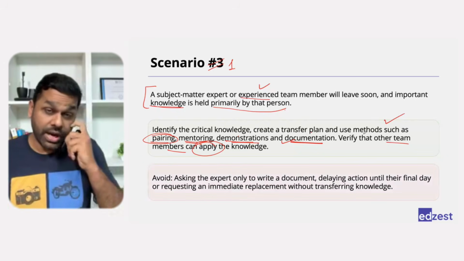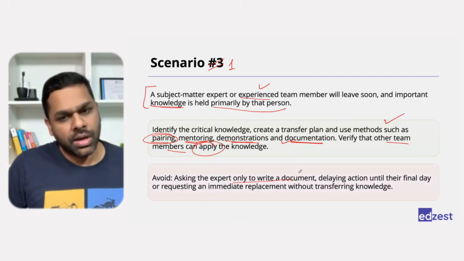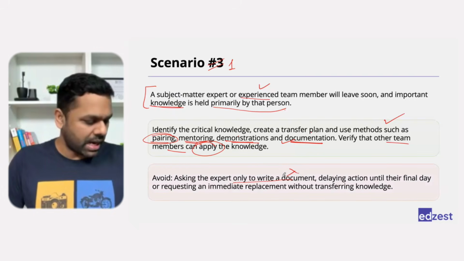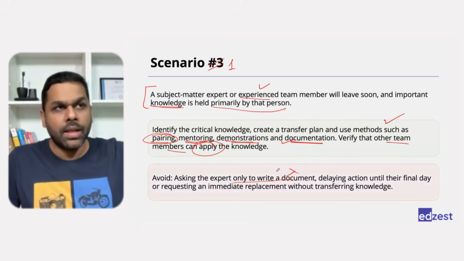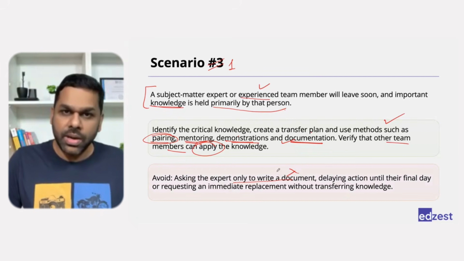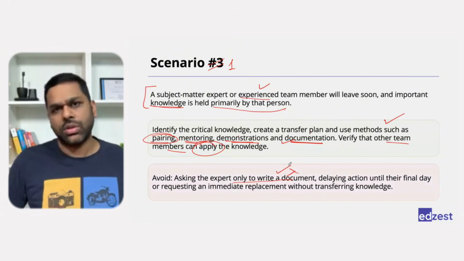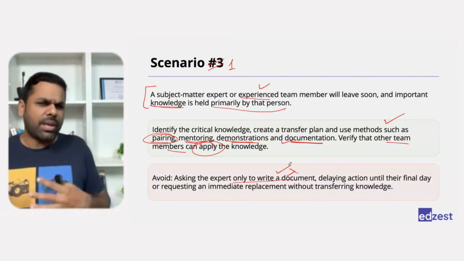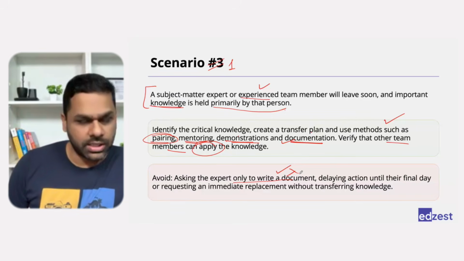Okay. What should we avoid? We should avoid asking the expert only to write a document. Not a good thing. Any choice that says that we'll write a document and you just be a little bit critical about it, will writing just the document help in this transfer of knowledge or not? We should do something else also, which is to discuss, have workshop, have demonstration, have mentoring, have pairing. All those things are important, not just documentation.